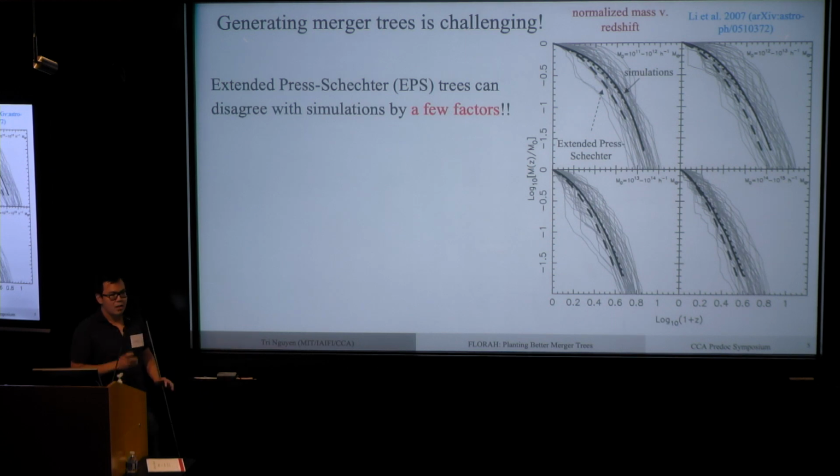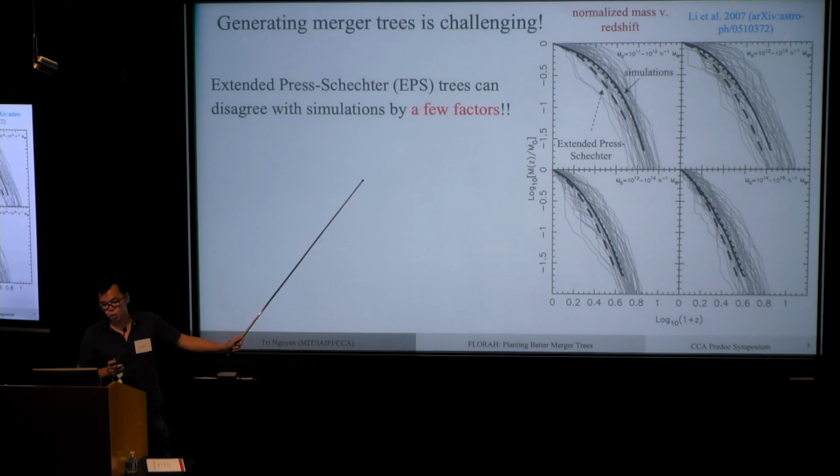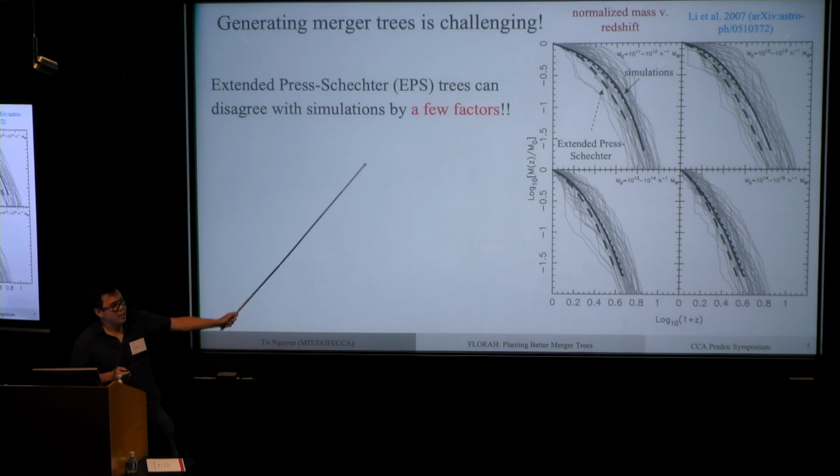So I want to really stress that generating merger trees is very, very challenging. Like EPS, or extended Press-Schechter trees, they can disagree with simulation by a few factors. So if you look at the graph that I show here, you can see the extended Press-Schechter trees, which is the dashed line, and the simulation, and this is the mass as a function of redshift for 4 different mass bins. And this is on log scale as well. So you can see there's a discrepancy of multiple levels between the trees.